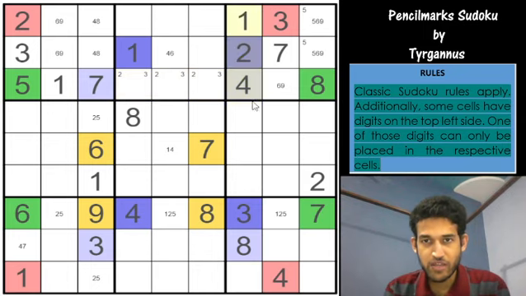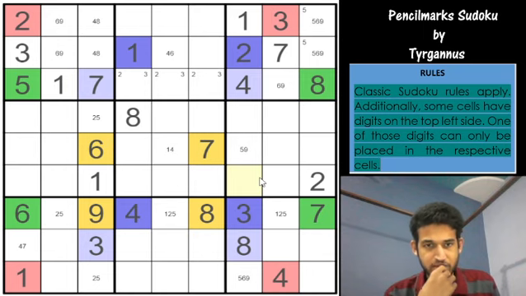And if I look at column 7, 1, 2, 4, 3 and 8, so I need 5, 6, 7, 9. 6 and 7 cannot go here, so that's a 5, 9. This would be a 5, 6, 9 because I have a 7 here, and these two cells can take all 4 candidates.